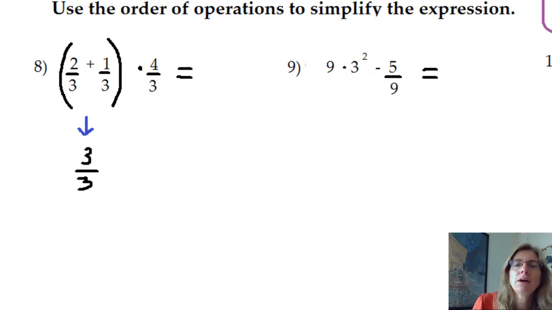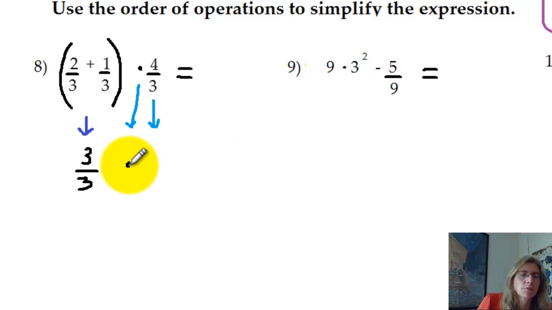And then we bring down all the other components of the problem and work on the next line. Multiplication sign, and then 4/3, which gives us line 2. This is our first line.